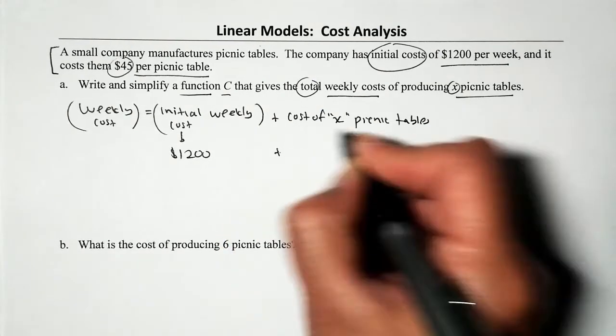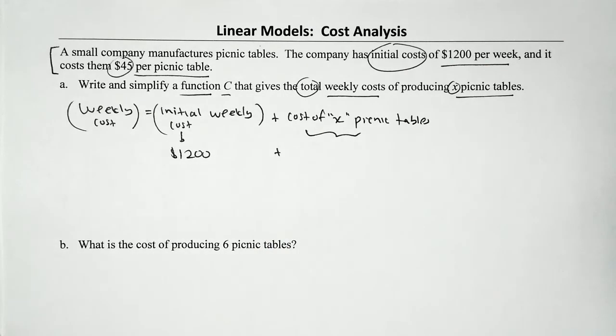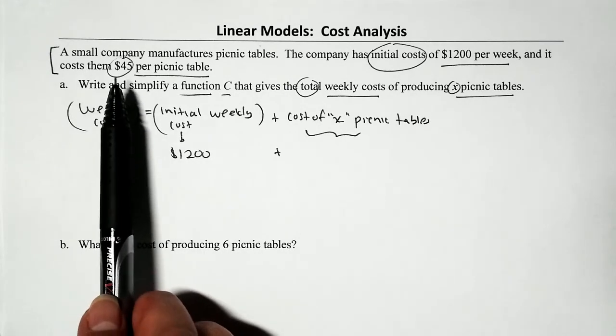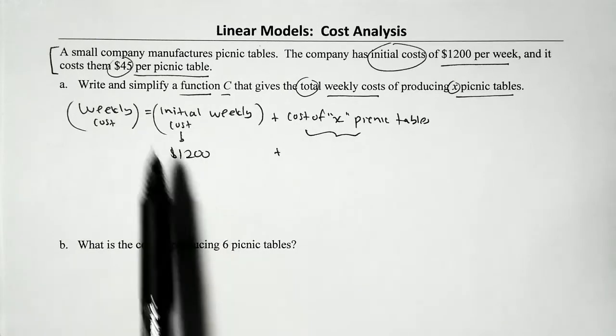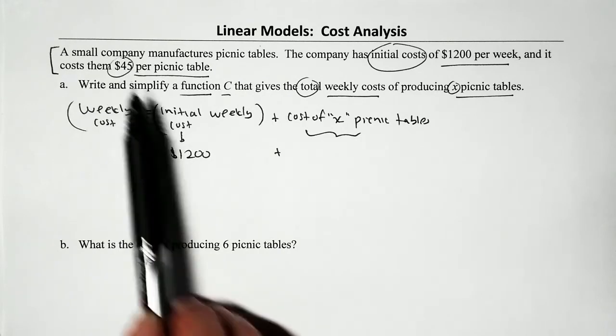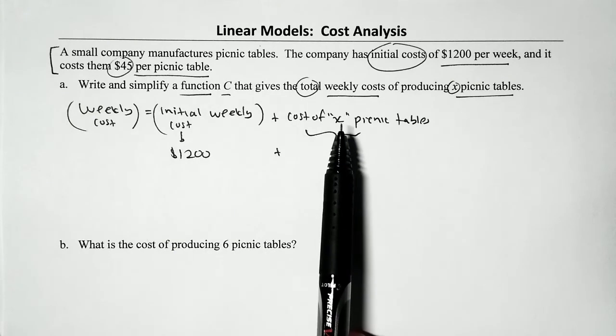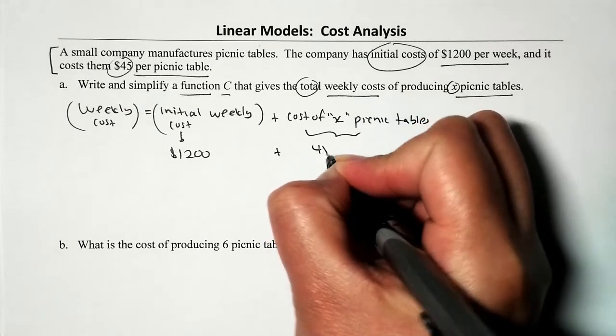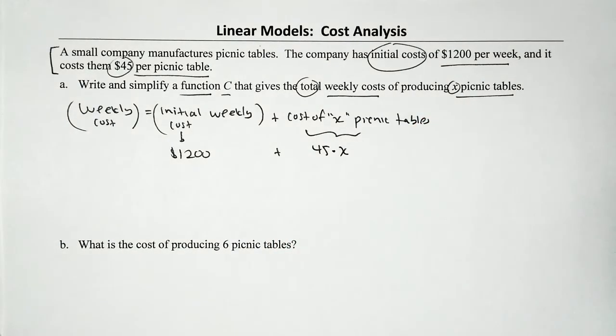Now the question is, how can we write an expression for the cost of making x picnic tables? We know it costs them $45 a table, so ignoring the initial cost, if they make 2 tables, 45 times 2 is $90. If they make 10 tables, 45 times 10 is $450. If they make x tables, we take the $45 and multiply it by however many tables they made, or 45x.